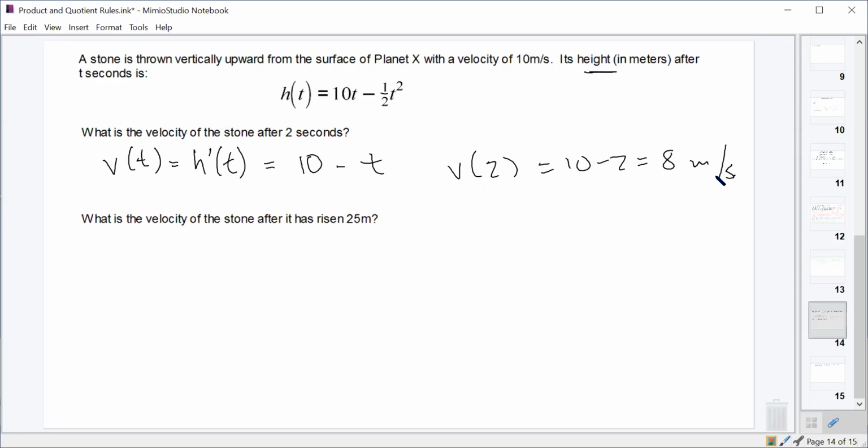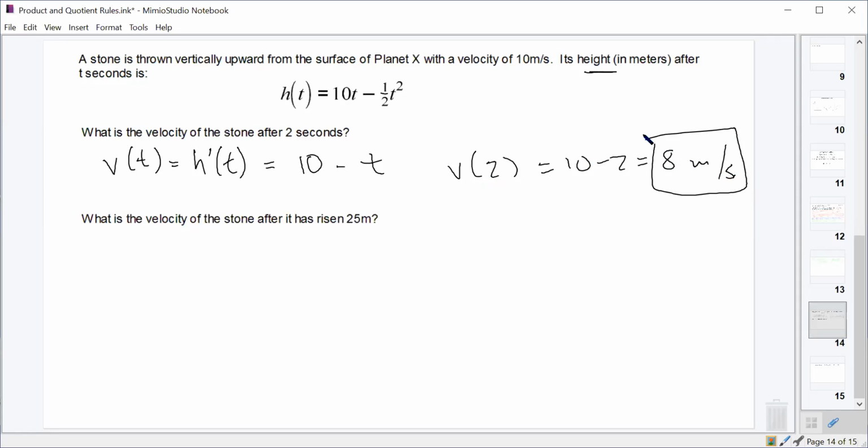So it's slowing down, right? As we throw it up, it started at a velocity of 10 meters per second, and it's slowing down due to gravity. Not much gravity, but a little bit of gravity on this planet. Good or no? Good. All right.